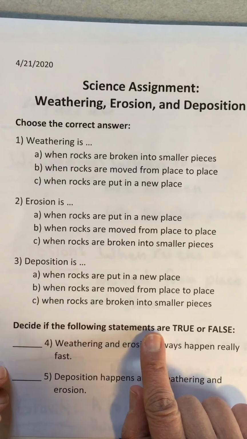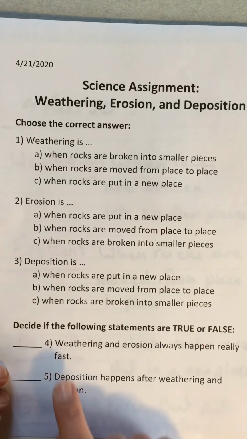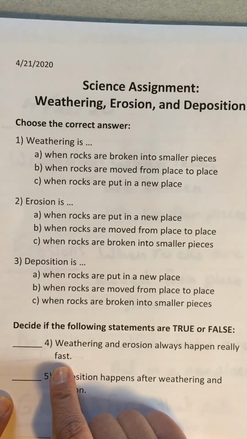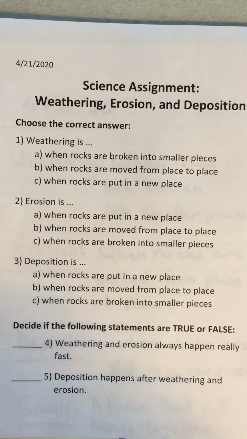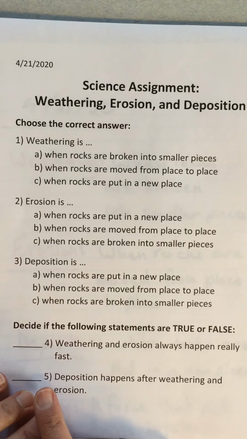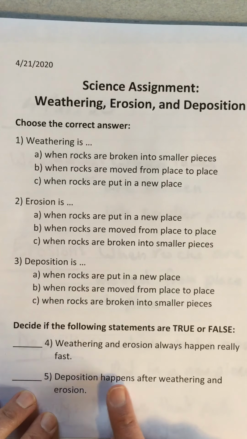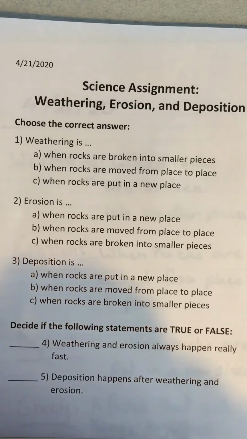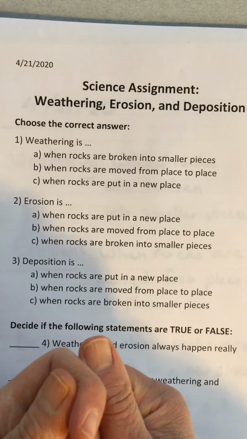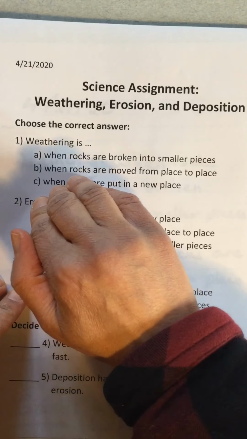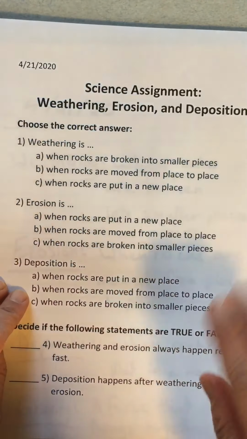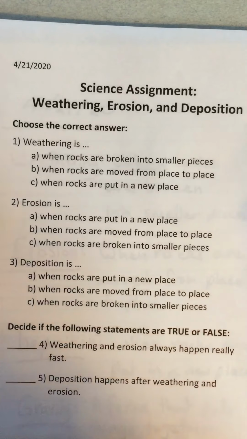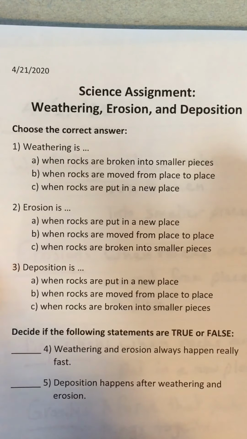Decide if the following statements are true or false. Weathering and erosion always happen really fast. Do they happen really fast, or can they take a long time? Tell me, true or false? Number 5, last one. Deposition happens after weathering and erosion. What they're saying here is, first the rock breaks. Then the rock moves. And finally, it goes to a new spot. Deposition, new location, new place for the rock. Is that true? Is the last thing that it goes to the new spot? Tell me what you think, true or false.